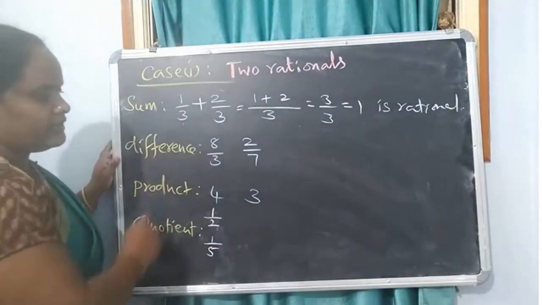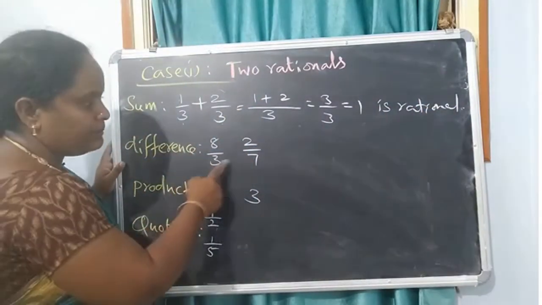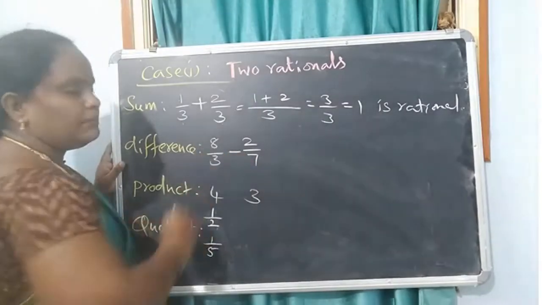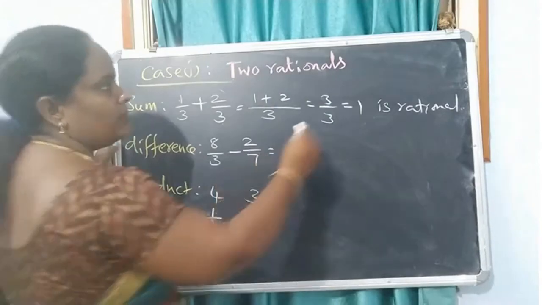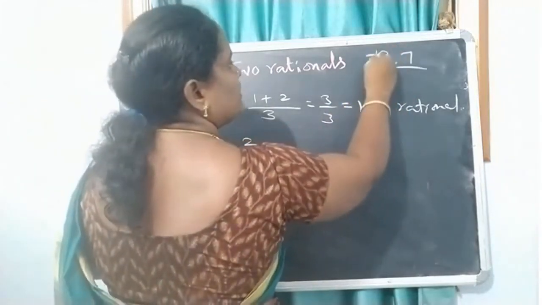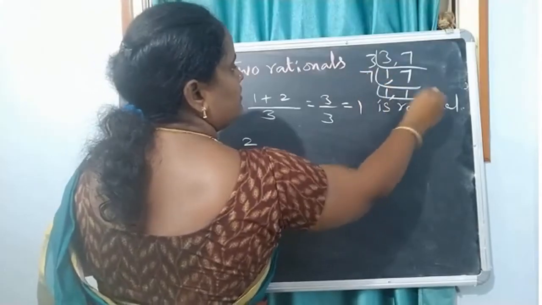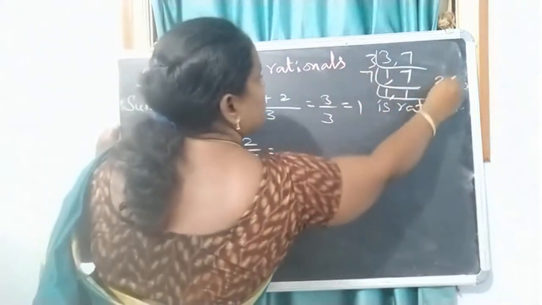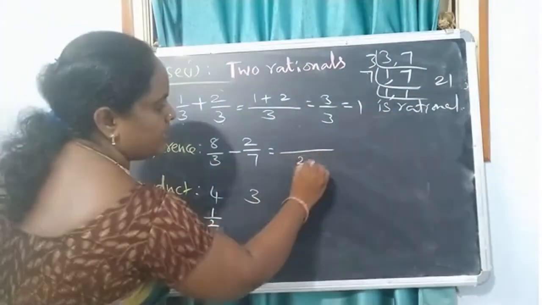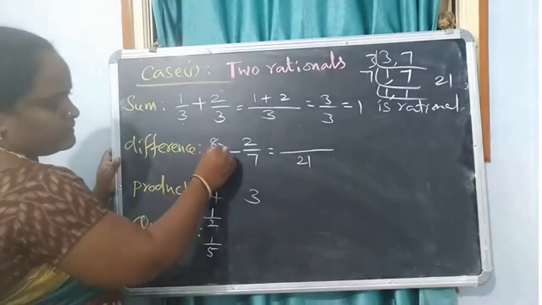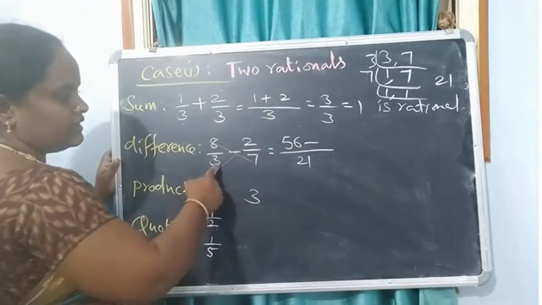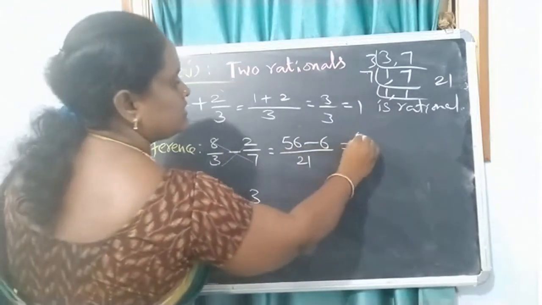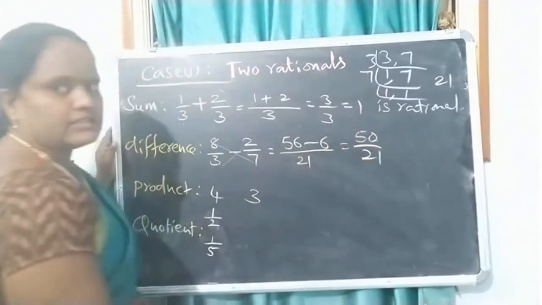Now, if we take the difference of two rationals, that is 8 by 3 and 2 by 7 I have taken. Let me find the difference, meaning minus. Here, different denominators are there. When different denominators are there, you need to find the LCM. 3 into 7, that is 21, is the LCM. So that is my new denominator. Now, by cross multiplication, 8 into 7 is 56, minus 3 into 2, 6. So 56 minus 6 is 50 by 21. That is the simplest form.